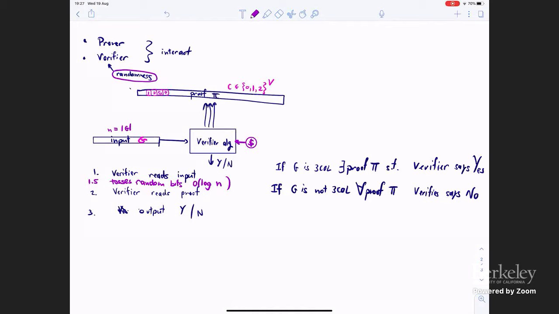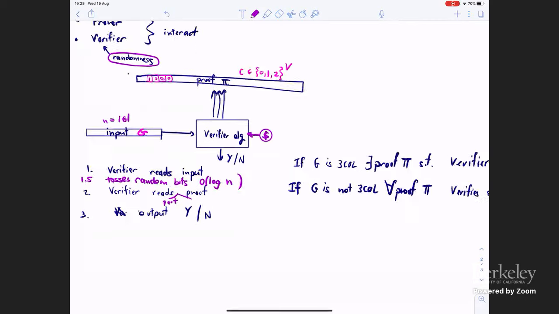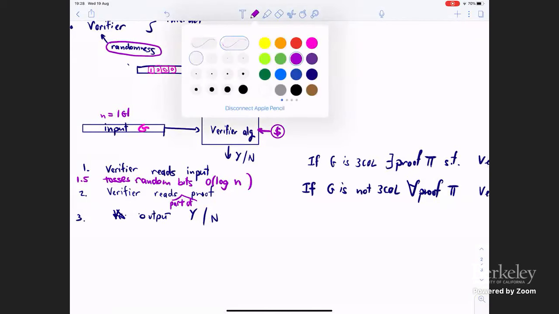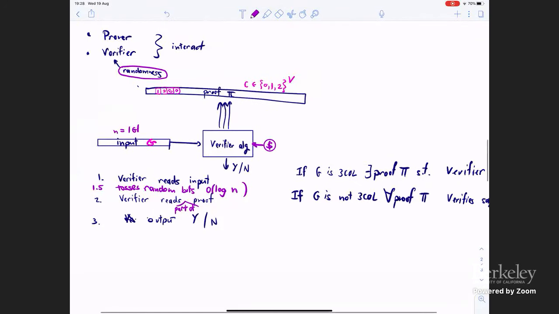Then it doesn't have to read all of the proof anymore. This is what was initially so amazing. The verifier reads only part of the proof. So it can decide to maybe only read this part of the proof. Or maybe if the random string said something else, it would read this part of the proof.